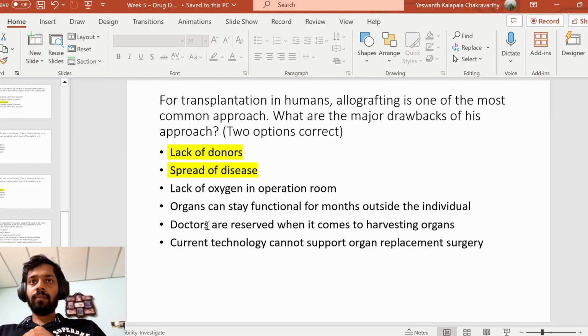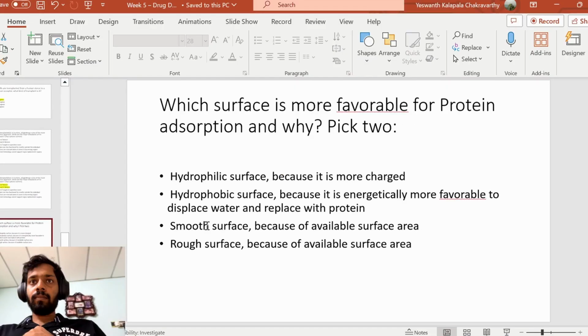And the other obvious drawback is spread of diseases. So if the donor has some kind of disease or some kind of, let's say, viral infection or something that has not been treated for or not been diagnosed, so if you take that organ and put it in a recipient, now you're basically giving him the infection that the donor had. So spread of disease is also a major drawback when it comes to allografting.